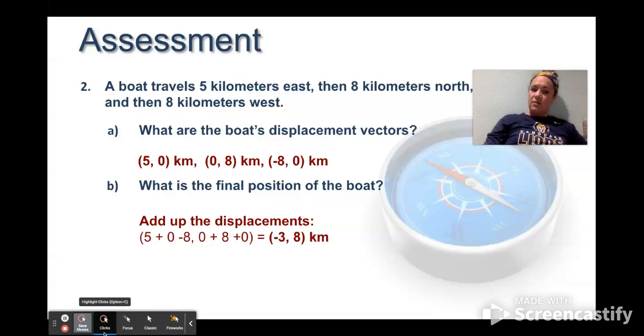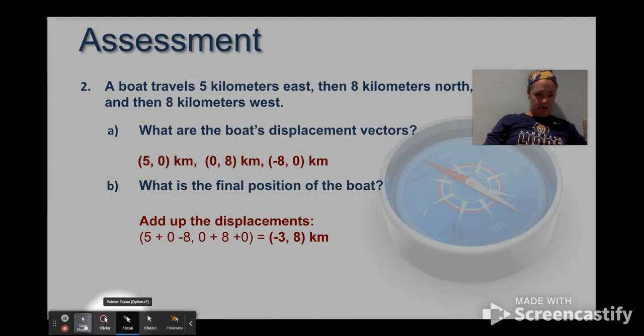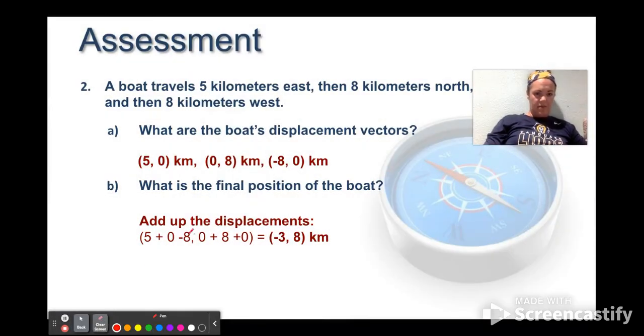So one thing I want you to notice here, let me get my pen. These are all of the x's and these are all of the y's. So you can see the y's, you can see the x's. And then you add them up and it gives you the new set of coordinates.